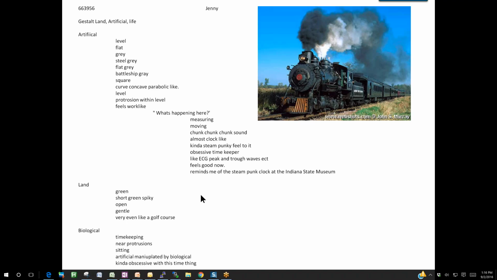Green, short green, spiky. I don't know what the spiky means, but kind of like a golf course. Not everything is right on, but when you get something like the chunk, chunk, chunk sound, you've got to give that a lot of credit. And there was a lot of other stuff here as well.